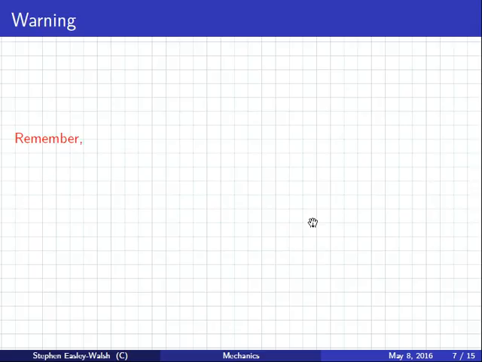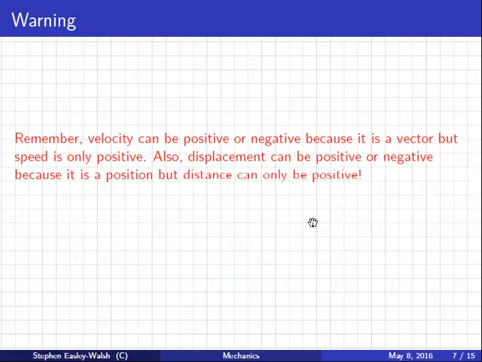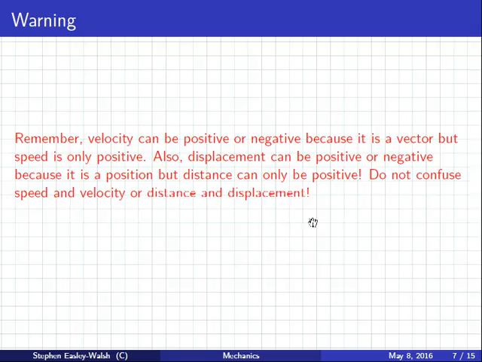Please remember, velocity can be positive or negative. So if it was negative, what would that mean? It's going backwards, because it's a vector. But speed is only positive. Also, displacement can be positive or negative. The coffee cup is 1 meter in front, and minus 1 meter would mean it's back here. So displacement can be positive and negative, but distance must be positive. Do not confuse speed and velocity, please, or distance and displacement.